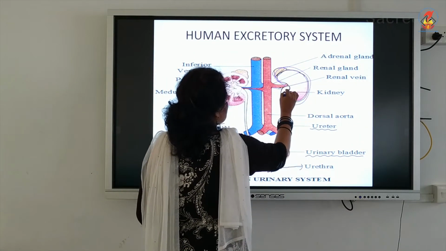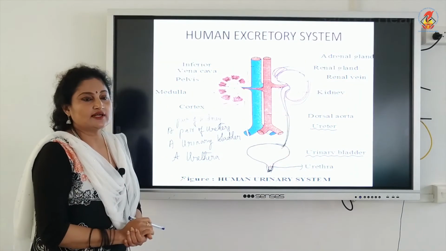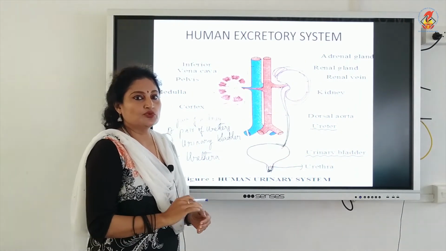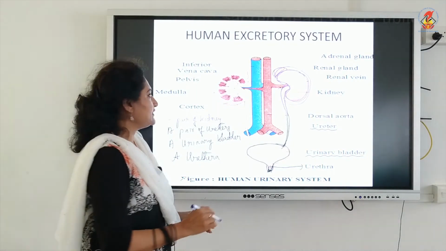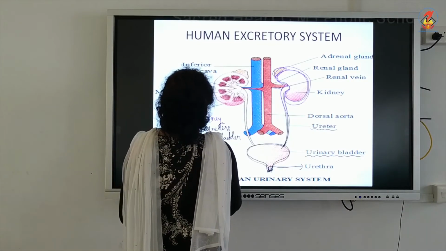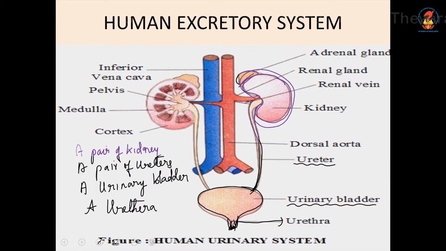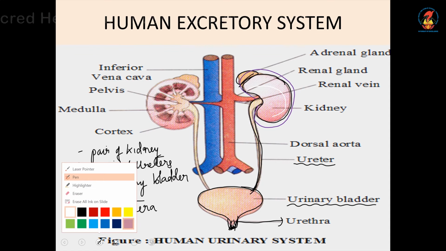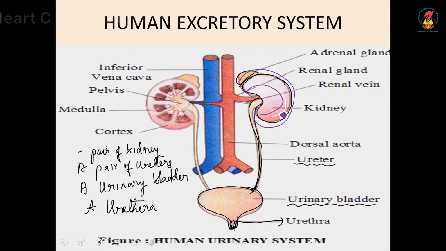A very tough capsule covers the kidney, and not only that, we can divide it into two regions, outer cortex and inner medulla. So I am doing the bifurcation in this diagram. You can see there is the outer cortex and the inner medulla. This region is the cortex and the inner region is called the medulla.